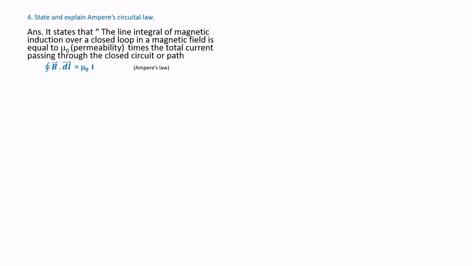State and explain Ampere's circuital law. Answer. It states that the line integral of magnetic induction over a closed loop in a magnetic field is equal to mu naught times the total current passing through the closed circuit path. See, the integral is around a closed circuit path. B is the magnetic field, and dl is a small elemental length carrying a current. So B dot dl is equal to mu naught I. This is Ampere's circuital law. If you remember that, this will be more than sufficient.